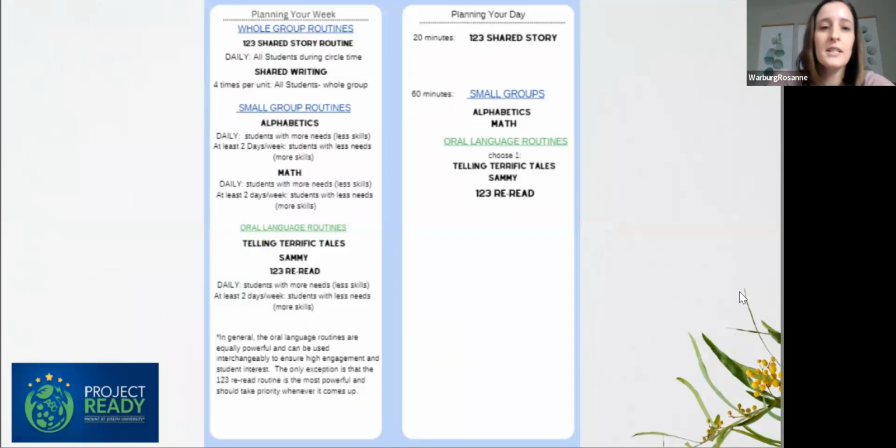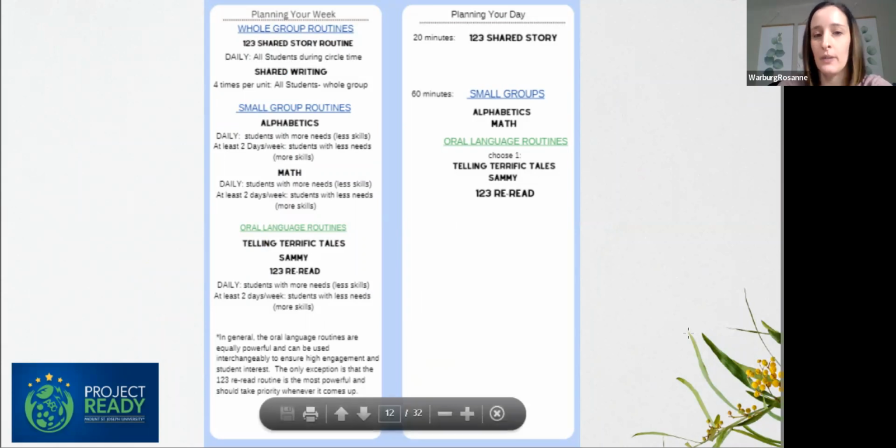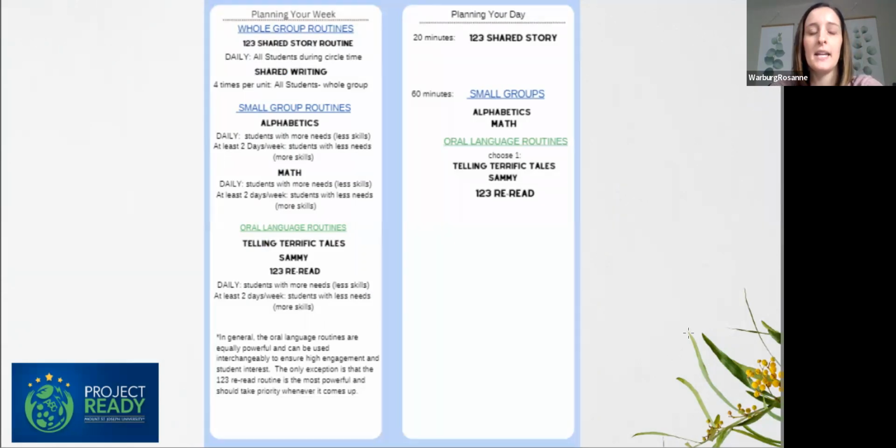So this graphic looks a little bit complicated, but it helps you to think about planning for your whole week and planning for your day. Again, this is available in our curriculum guide, which is on our website. So this is just a reminder of your whole group routines, your 1, 2, 3 shared story routine, and your shared writing. It breaks down those small group routines that we just covered and gives some expectations on how often you want to make sure you're getting to those.